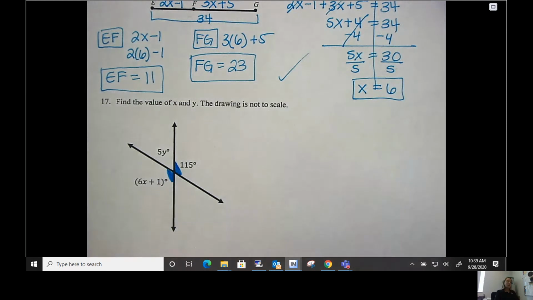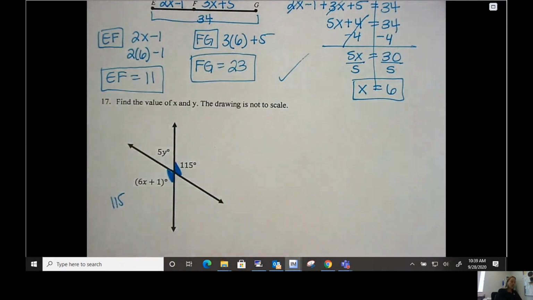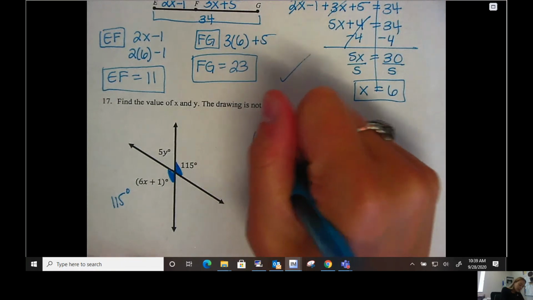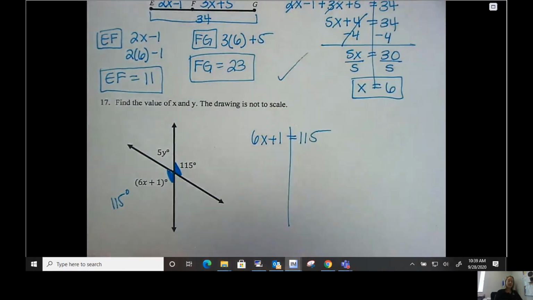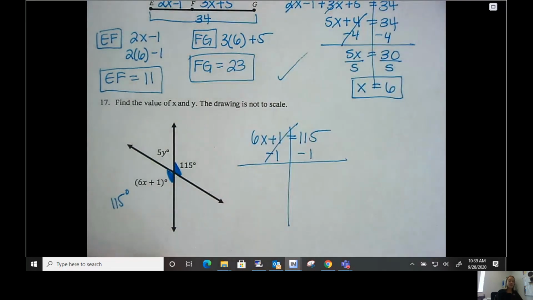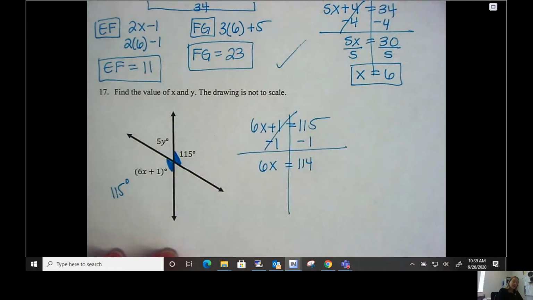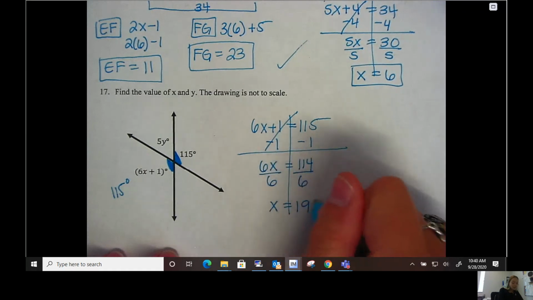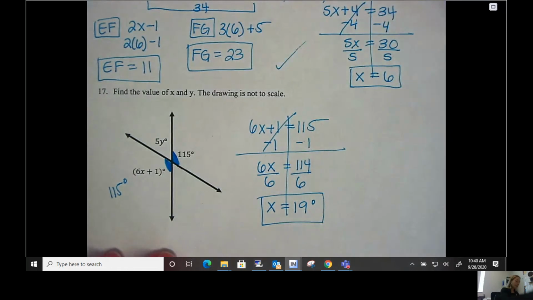They're exactly the same. So since this one's 115 degrees, this one should be 115 degrees. So I'm going to set these two equal to each other. 6x plus 1 equals 115. And then I'm going to solve it like an algebra problem. First thing I do is subtract 1 on both sides so I can get the x's alone. Get 6x equals 114. And then I divide both sides by 6. I get x equals 19 degrees. There's my first one. Now I have to figure out y.